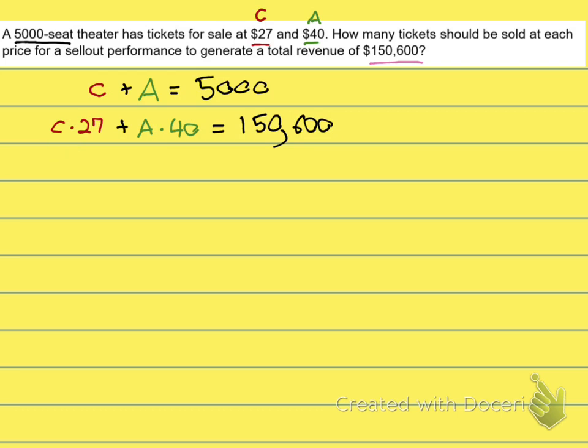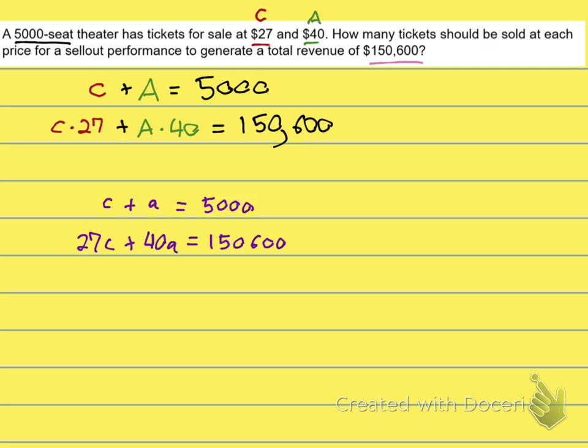So here's my two equations. I'm going to write them down and make them look a little more like math that we've seen. C plus A, let me do lowercase, equals 5,000. And now 27C plus 40A equals 150,600. We can solve this either way you want. We can do the addition method. We can do substitution. I'm going to go ahead and use addition.